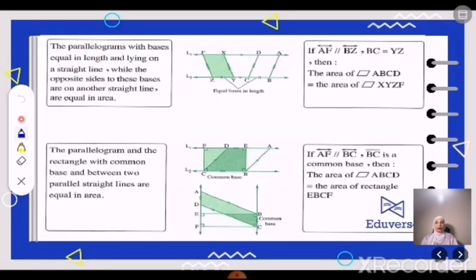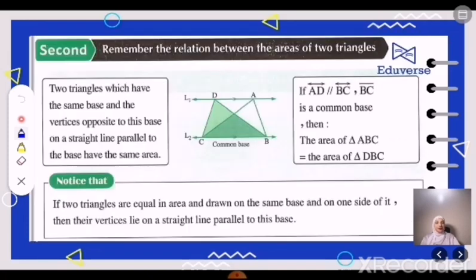Let's see another part here. Parallelograms with bases equal in length and lying on a straight line, while the opposite sides of these bases are on another straight line, are equal in area. Like this here, BC and ZY are equal in length, then they are having the same area because the two lines here are parallel. If we have a parallelogram and a rectangle with common base between two parallel straight lines, they are also equal in area.